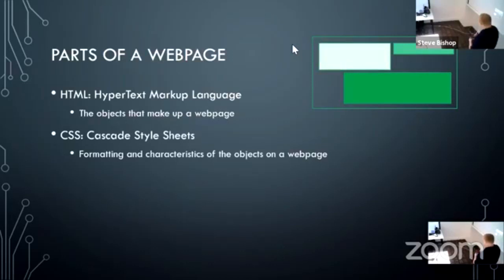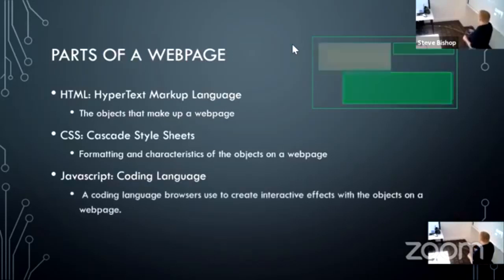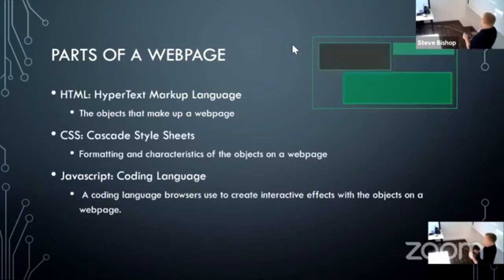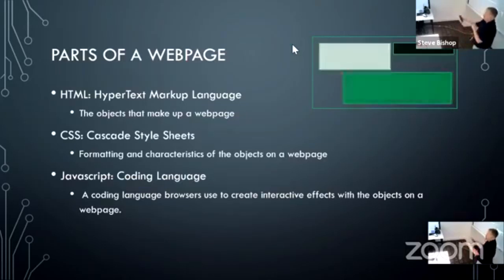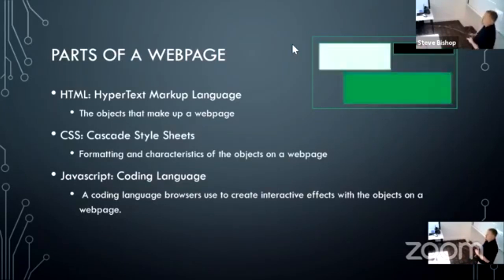It's pretty cool. Now, JavaScript is the coding language. And JavaScript is the language that browsers use to create interactive effects with those objects on a web page. So you're creating the interactions between the user and the page. So we have that represented there, I guess, by the flashes, and we can resize things, we can move things around, you can click on things, so it's user interaction, okay?